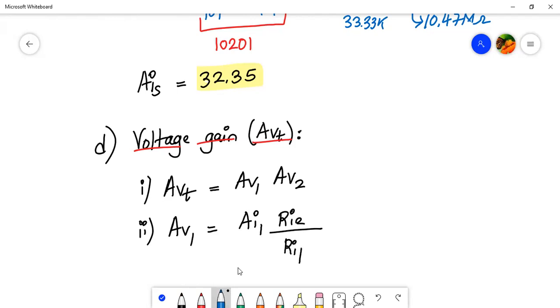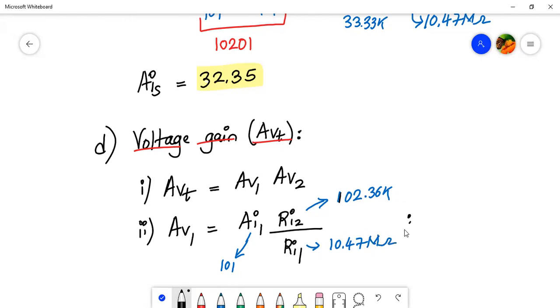So what was the value of AI1? This is 101. AI1, RI2, let me write it properly. RI2, its value was around 102.36. And RI1 value was 10.47 mega ohm. If you calculate this in the calculator, your value of AV1 will be approximately equal to 0.9737. Very, very close to one, but not equal to one actually.